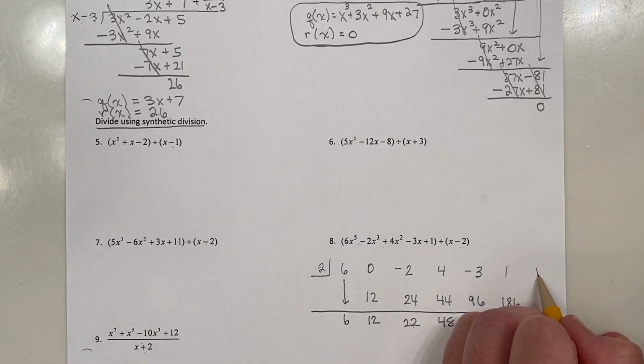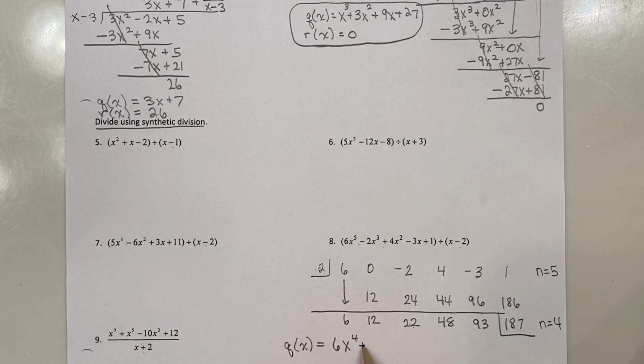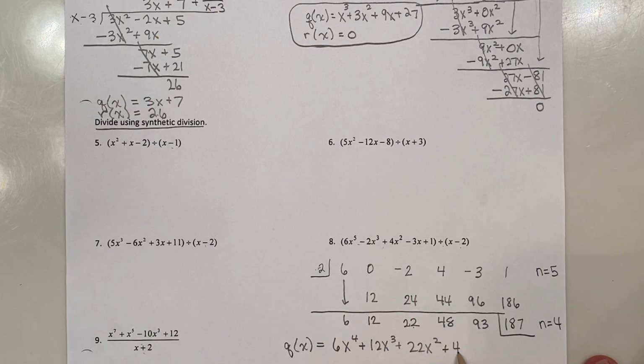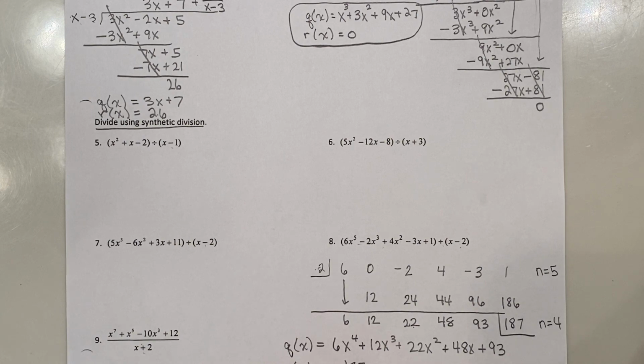So again, this is a 5th degree. And then the answer, the quotient, is going to be a 4th degree quotient. So start with the 6. X to the 4th, etc. We should end up with the constant and then our remainder. I'll put it over the divisor of x minus 2.